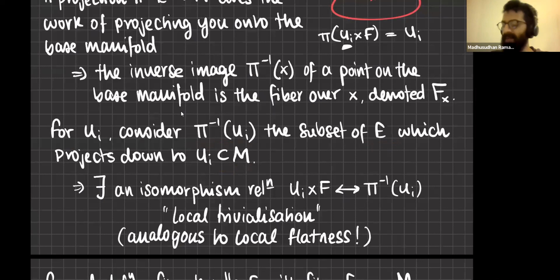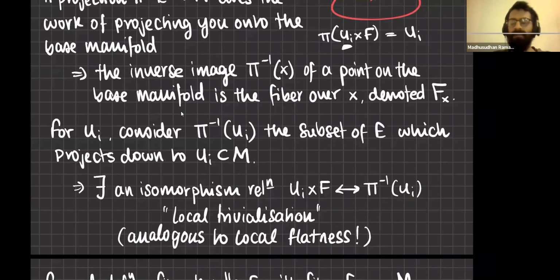So what we have really is this: we have an isomorphism between patch times F, where F is the fiber and UI is the patch. Patch times F is basically the statement of it being locally trivial, and pi inverse UI is just the pre-image of any point in that coordinate patch, right? So when someone gives you an isomorphism like this on a patch, it's called a local trivialization.